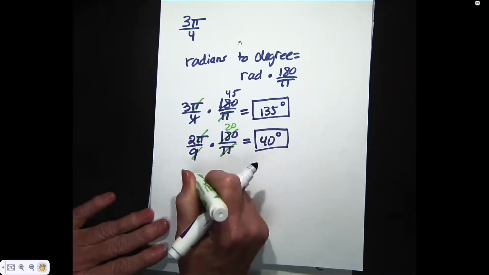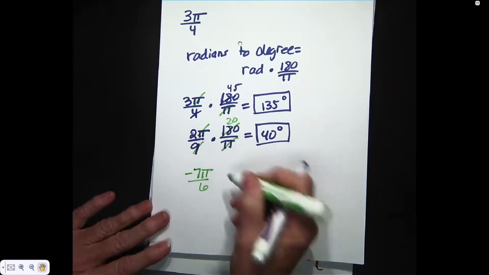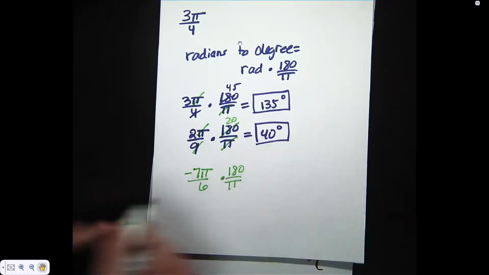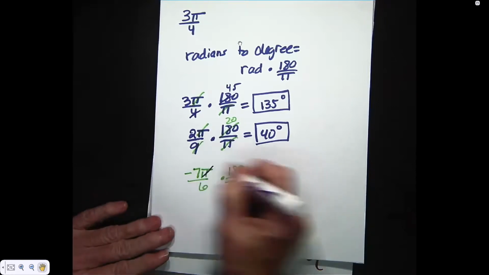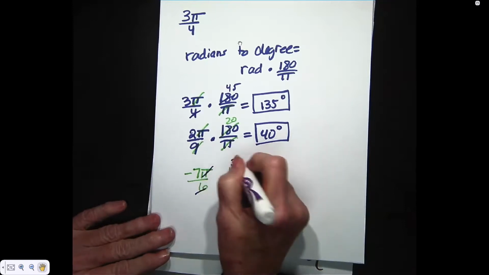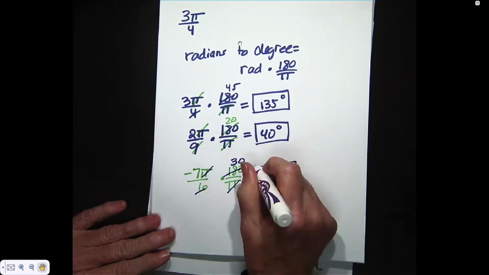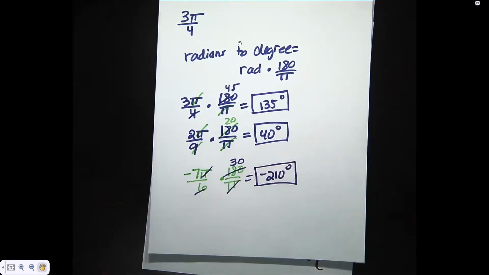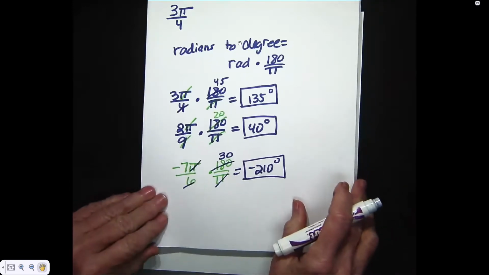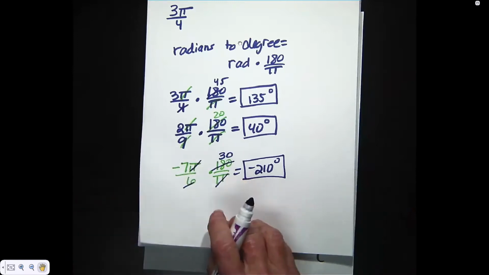If I had negative 7 pi over 6 times 180 over pi. Reduce out your pi's. 6 goes into 180 30 times, so negative 210 degrees. Right. A nice, hopefully simple, easy lesson is where you're going to convert and think about where things are.